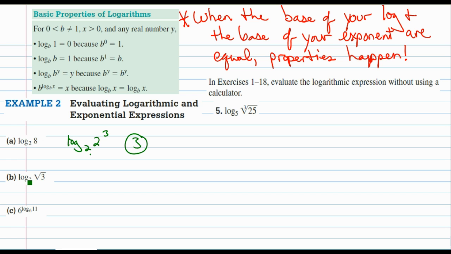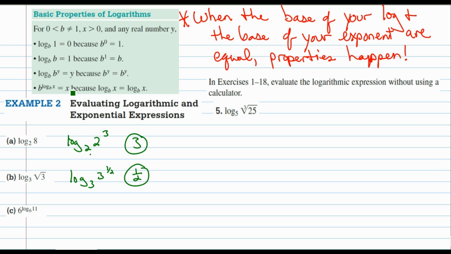Part B, the log base 3 of square root of 3. So what exponent of 3 is the square root of 3? Well, that's 1/2. We already did that example too. What I want you to practice is writing log base 3 of, so square root of 3 is 3 to the 1/2 power. Therefore, the base of my log and the base of my exponent are the same. This works out to be 1/2.